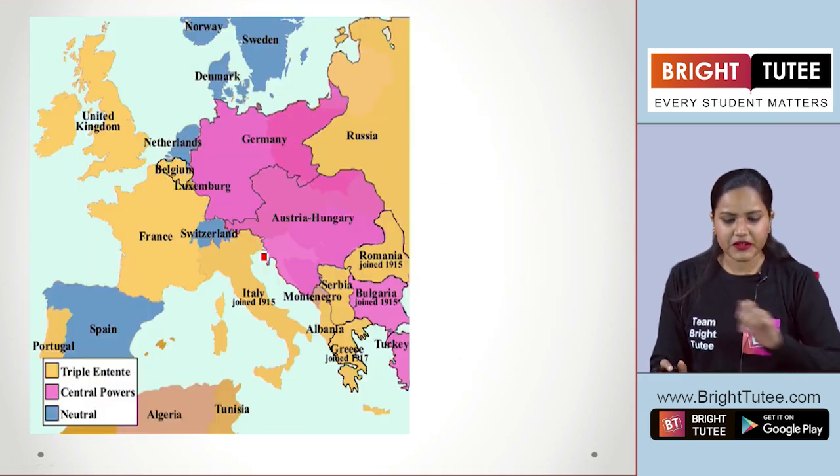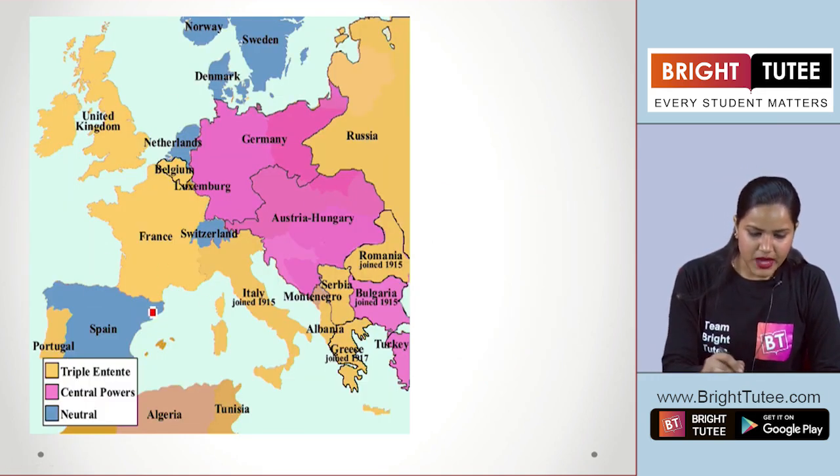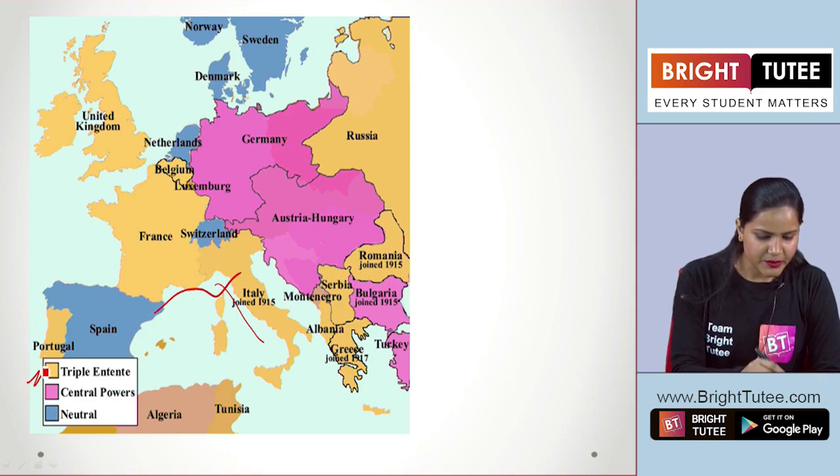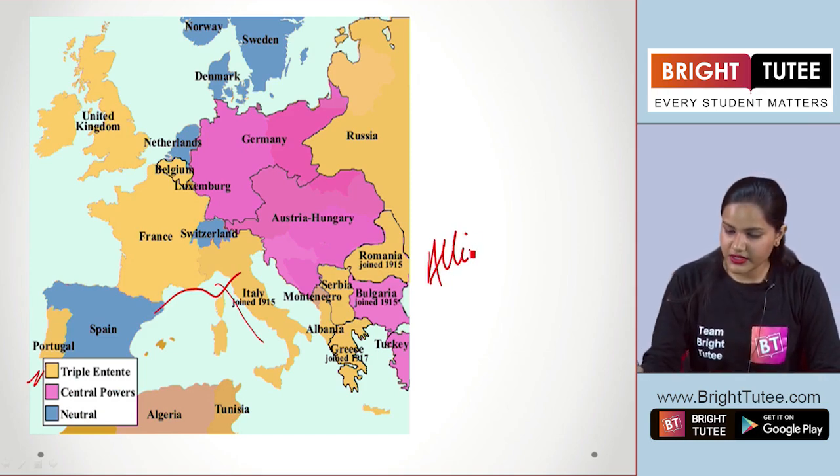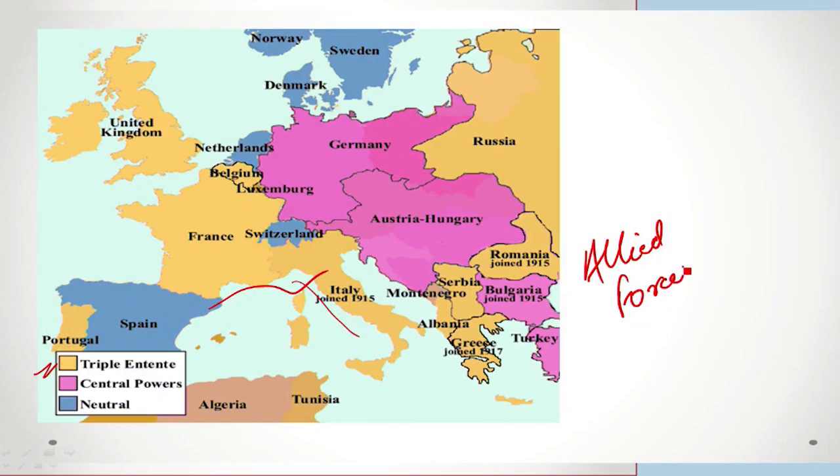Now just have a look at this map. Here we have the Triple Entente that we are talking about, which means the Allied forces. Then the neutral powers and the Central Powers: Austria-Hungary, Germany, Bulgaria and Turkey were the countries from the Central Powers. Italy, France, the UK, Russia, and these small countries also joined the World War I later on. So this is the map of Europe and some other parts as well, where you can see the main participants of the First World War.